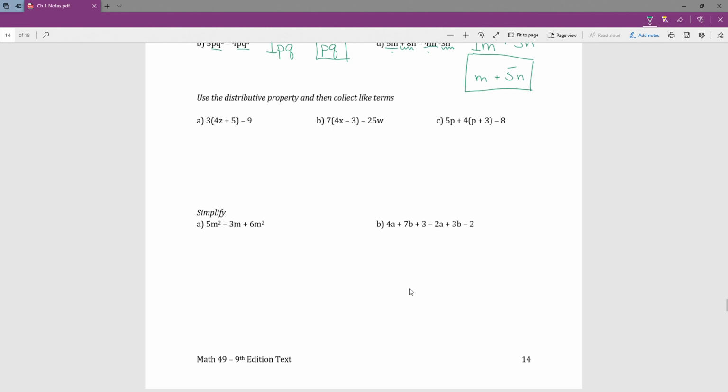Okay, so the idea here with the distributive property is that we're going to take 3 times the 4z, so that'd be 12 as the coefficients are multiplied times z, right?